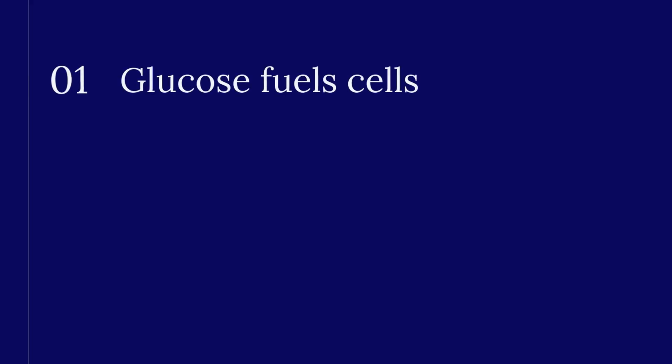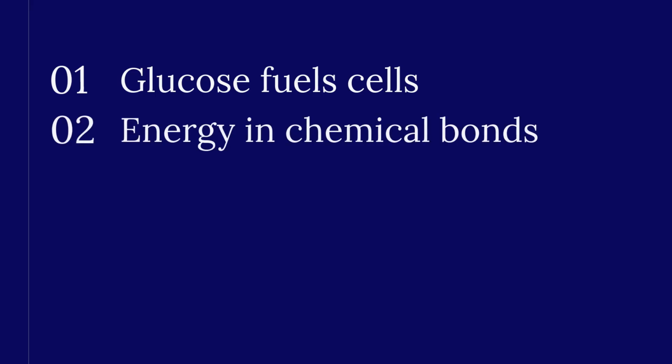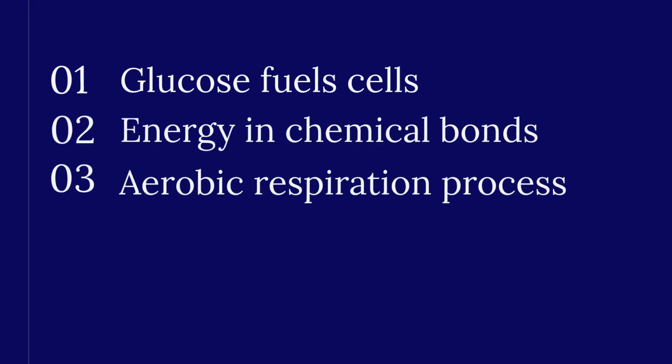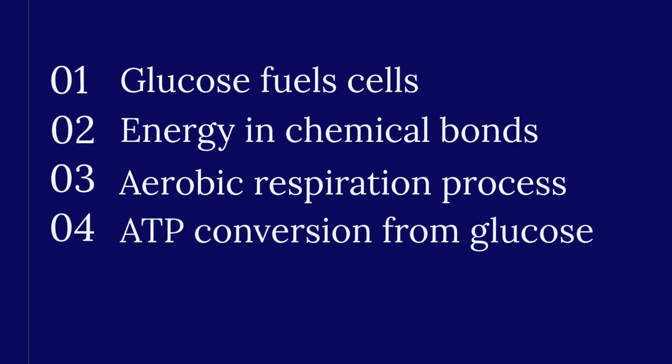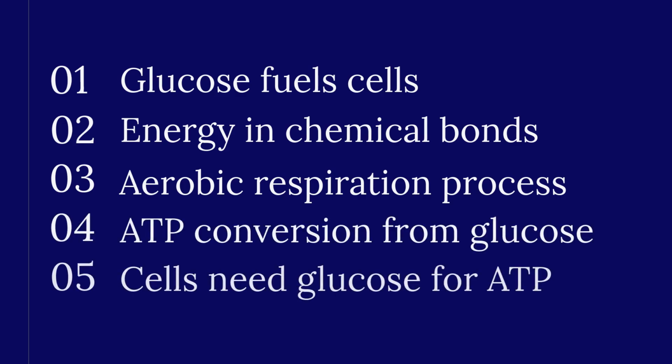Glucose is the primary fuel for cells, obtained from dietary carbohydrates. It contains stored chemical energy in its bonds. During aerobic respiration, glucose is broken down to release energy. This energy is then converted into ATP. Without glucose, cells cannot produce sufficient ATP to sustain life.